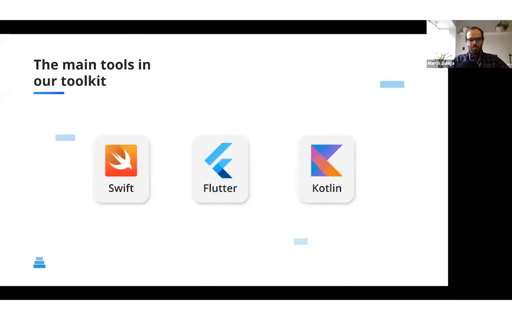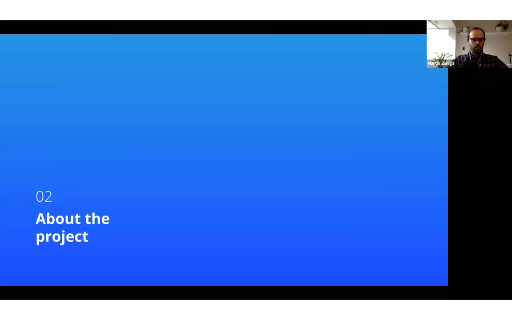Then the main tools in our toolkit, since we're mobile first, of course, in chronological order, we're first Swift and Kotlin, because that's when we started with native development, but we've been doing Flutter for hybrid apps for quite some time now. We've been really enjoying it, and it has become our go-to tool for when we build hybrid apps. So those are the tools that we use the most.